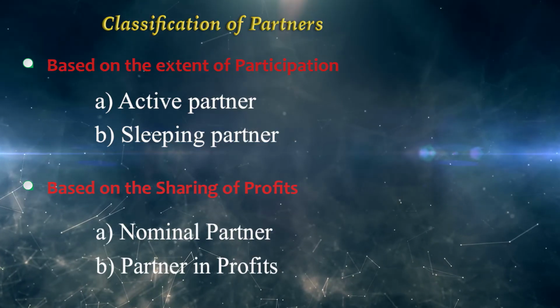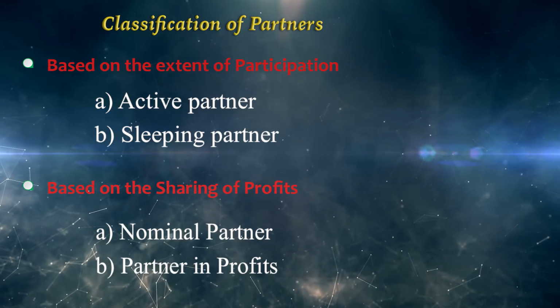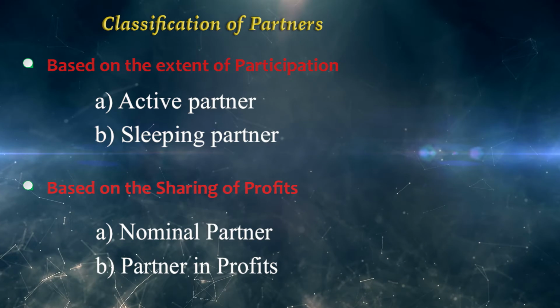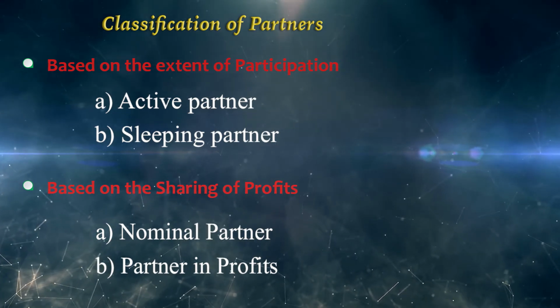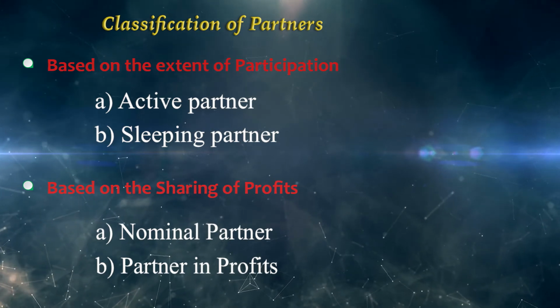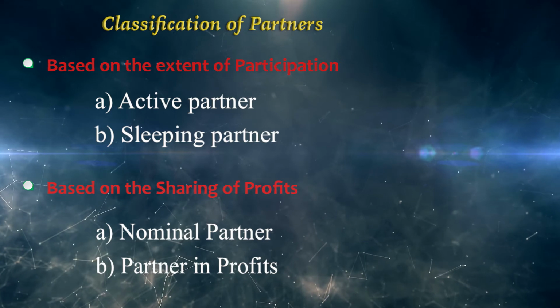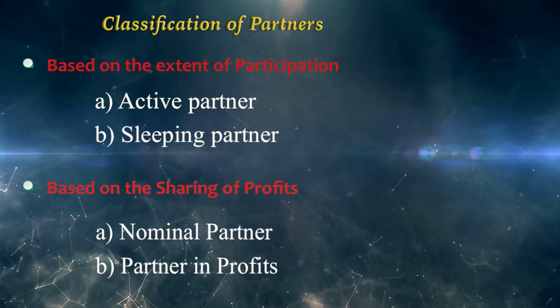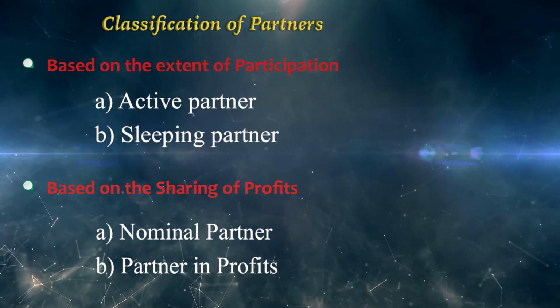The second classification is based on the sharing of profits. Based on the sharing of profits, the partner may be a nominal partner or a partner in profits. If the partner just lends his name to the partnership, he is known as a nominal partner. You should consider here that he neither invests his capital nor participates in the day-to-day activities of the business. Such partners are not entitled to a share of profits, but you should know that such a partner is liable to other parties for all the acts of the firm.